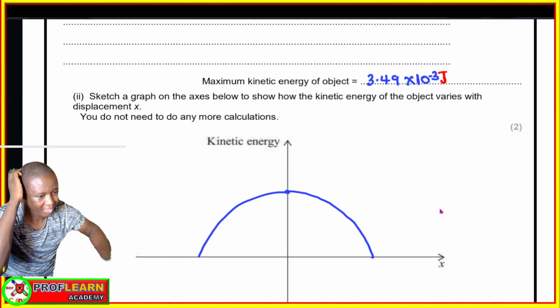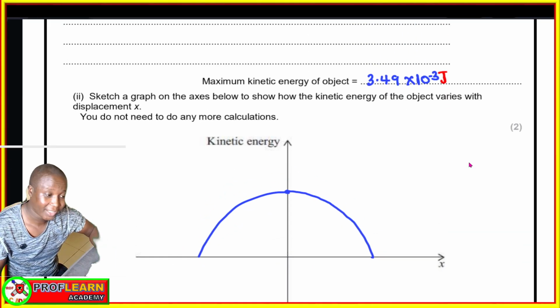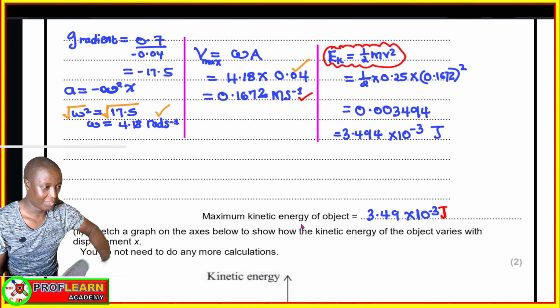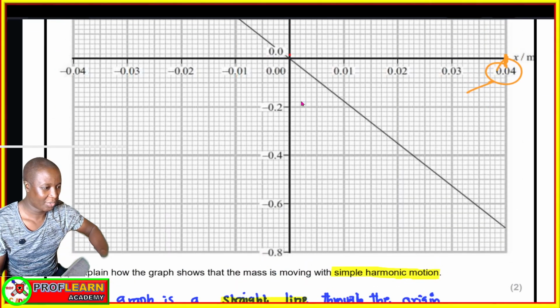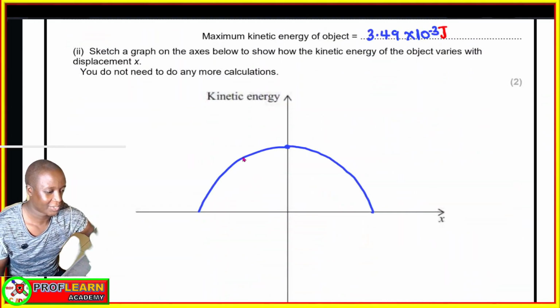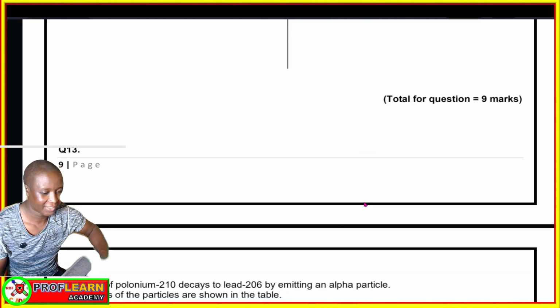The graph for kinetic energy is shown here. This is how the graph is, and it is going to be at 3.49 here. And of course, as displacement increases, kinetic energy decreases. Which means as you're moving towards the amplitude, velocity decreases. So that's why you can see that as you're moving across, kinetic energy is going to decrease.